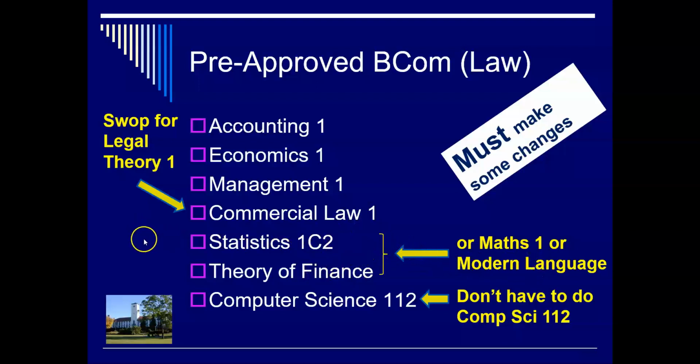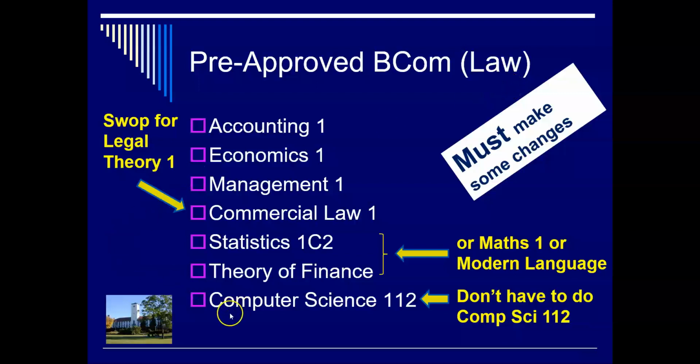There is, of course, one warning that I must issue you. If indeed the BCom law degree doesn't work well for you, and you didn't get through the legal theory or you didn't like it, all you will need to do is to do commercial law the next year. If you've switched out Statistics 1C2 and Theory of Finance for a modern language, you're going to have to do Stats 1C2 and Theory of Finance the next year. If you put Mathematics 1 in the place of Stats 1C2 and Theory of Finance, we'll accept Maths 1 as an alternative to Statistics and Theory of Finance.